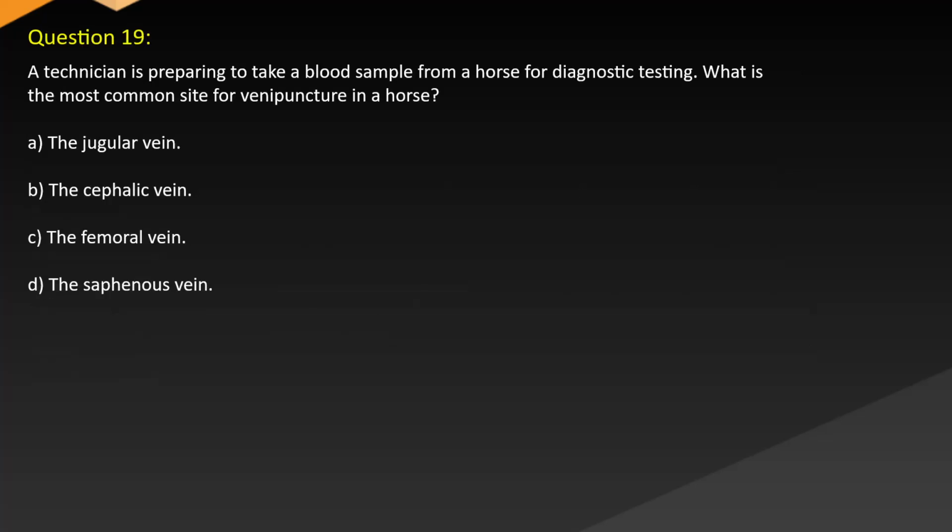Question 19. A technician is preparing to take a blood sample from a horse for diagnostic testing. What is the most common site for venipuncture in a horse? A. The jugular vein. B. The cephalic vein. C. The femoral vein. D. The saphenous vein.